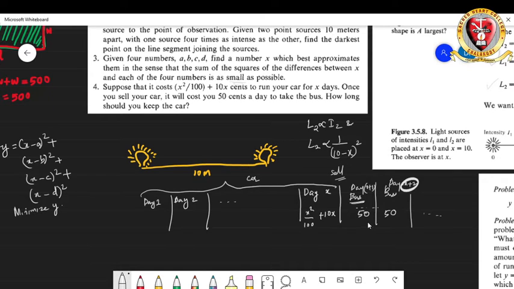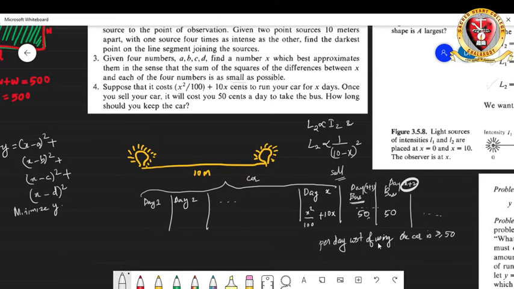So we know that traveling by bus costs 50. So you have a day at which the per day cost of using the car is greater than or equal to 50.